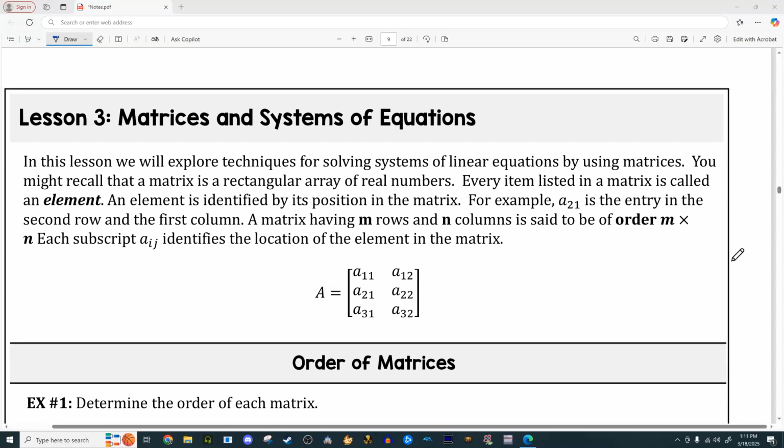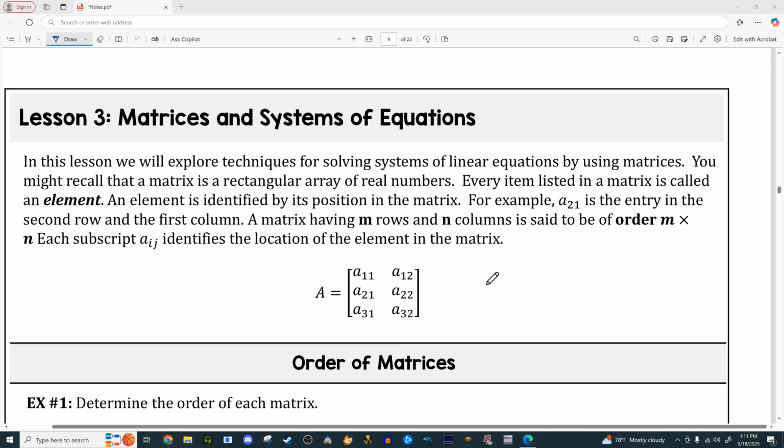Okay, so we are finally getting to the part of the lessons about matrices and what they are. In this lesson, we'll explore techniques for solving systems of linear equations by using matrices. You might recall that a matrix is a rectangular array of real numbers. So a matrix looks something like this.